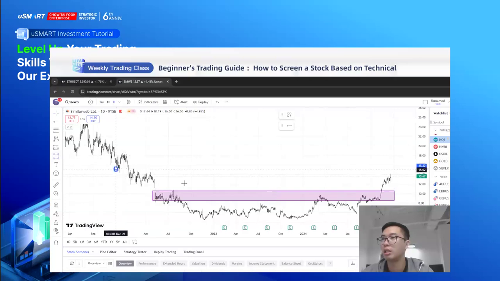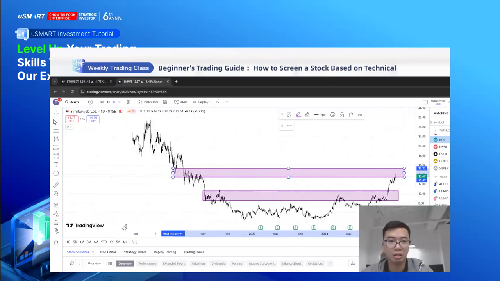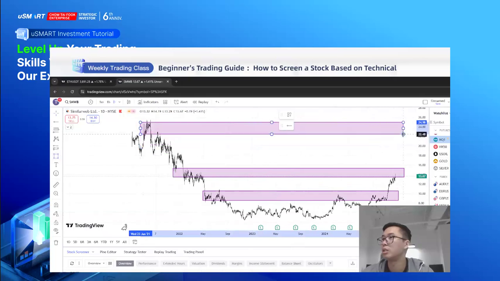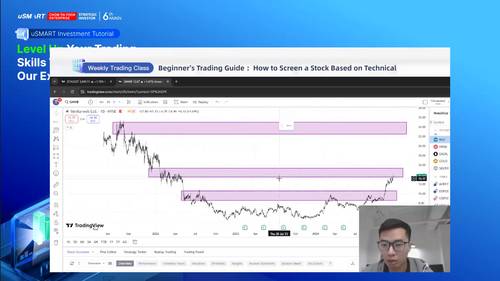There is another resistance here, right? And then after this, we can look at the higher resistance. So this is how we filter out the stocks and we try to find the entry.